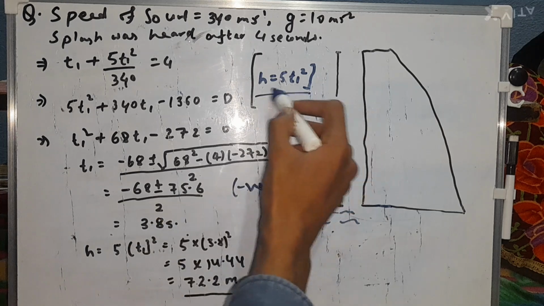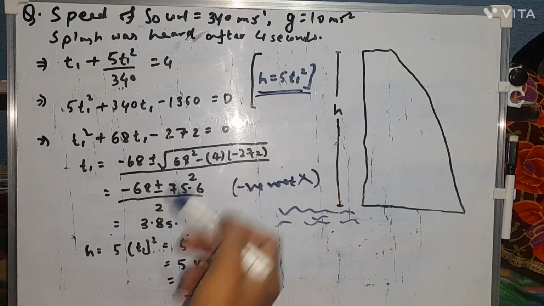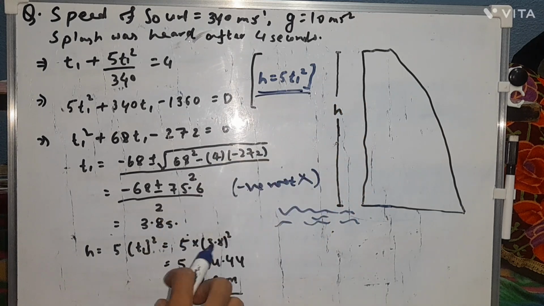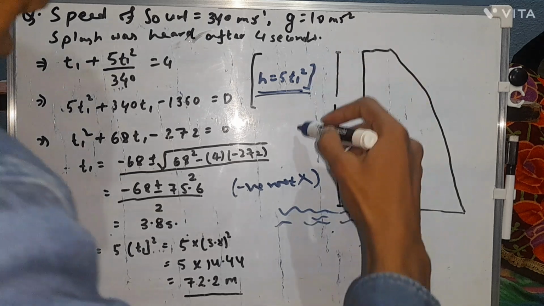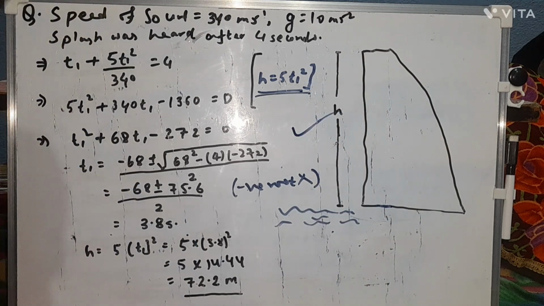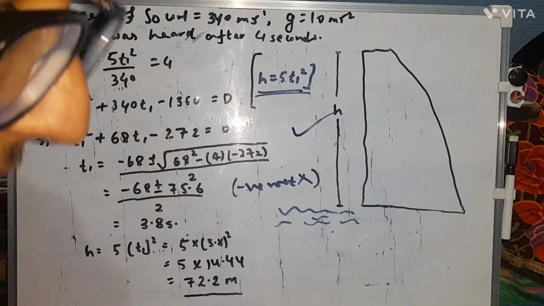Then we use the relation h equals 5 t1 square, and the value of t1 was 3.8 seconds. On squaring it becomes 14.44, and multiplied by 5 it gives us 72.2 meter. So the height of the cliff is 72.2 meter, and we have got the answer.